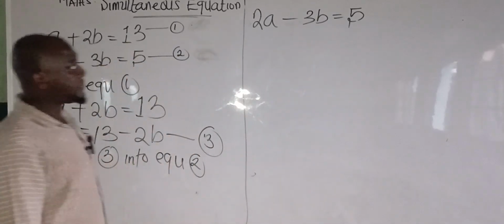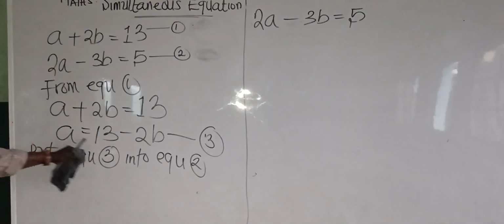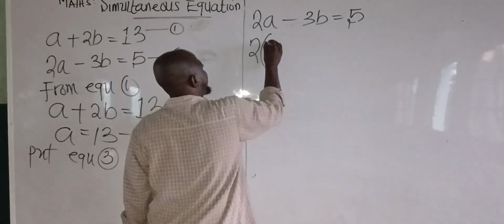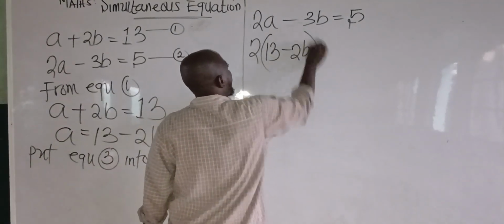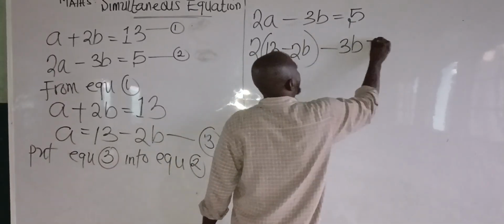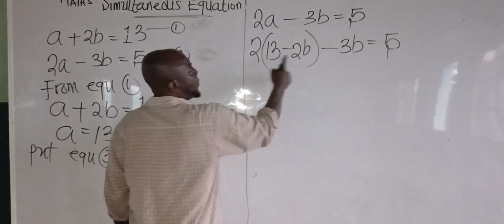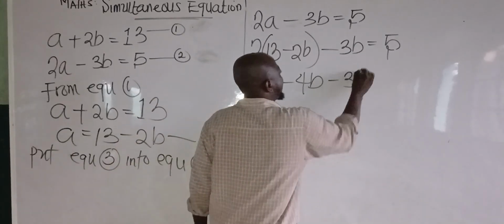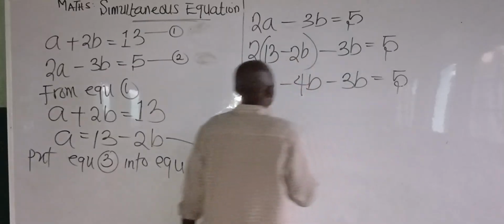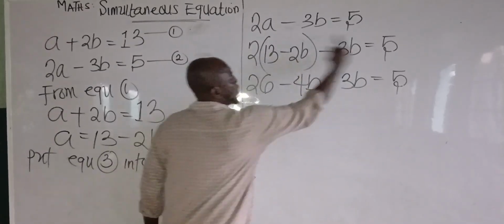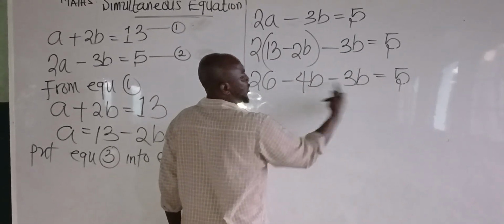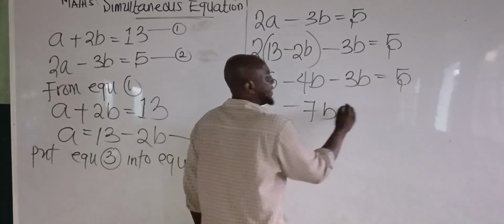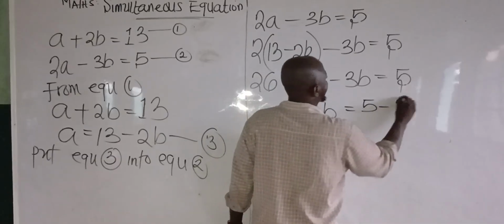This is it. Now, anywhere I see A, I'll put this value, 13 minus 2B. So I have A here. I'll say 2 into bracket, 13 minus 2B here, then minus 3B here. That will give me 5. Open this bracket. I'm having 26 here, minus 4B here, minus 3B here. This will give me 5. Collect like terms. If I take this 26 over, this is 4B and 3B. So if I bring them out, I'm going to have 7B. That's minus 4B minus 3B, 7B. And this will give us 5 minus 26.